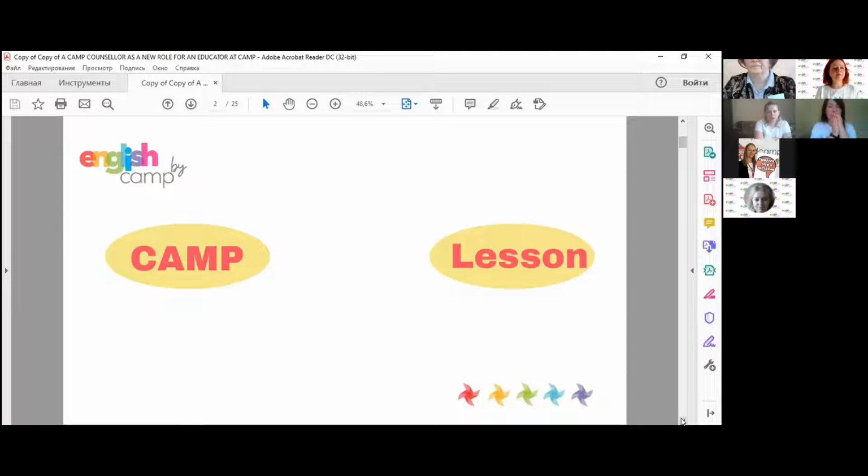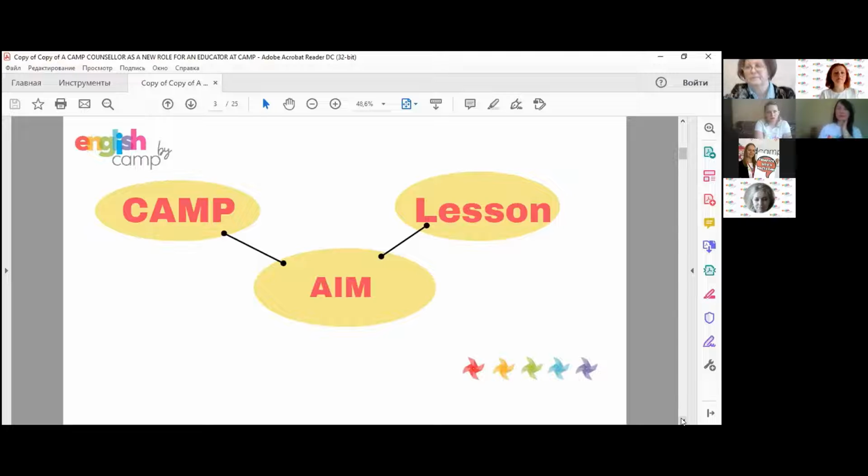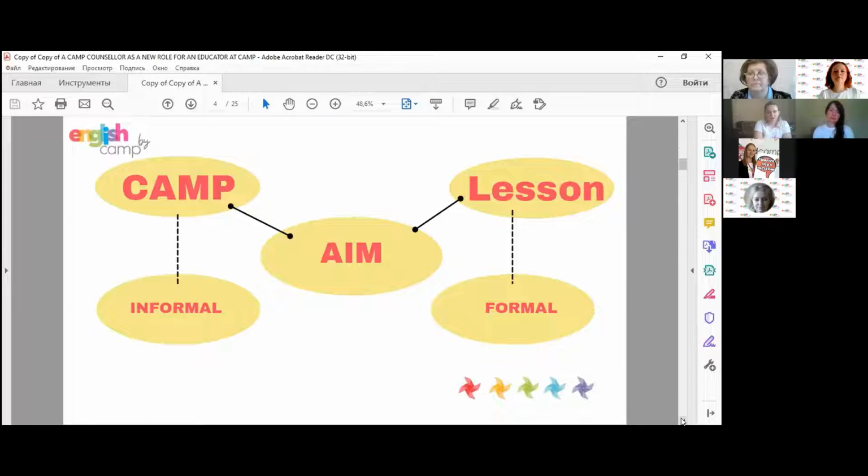We know that a camp and a lesson have the same aim. They try to achieve one aim: to teach students the language. But as we have already heard, the environment to achieve this aim is different. A lesson is a formal environment, while a camp is informal. And we do not say it is good or bad. In an informal environment, we do not measure, do not give marks, do not correct mistakes, and so on.